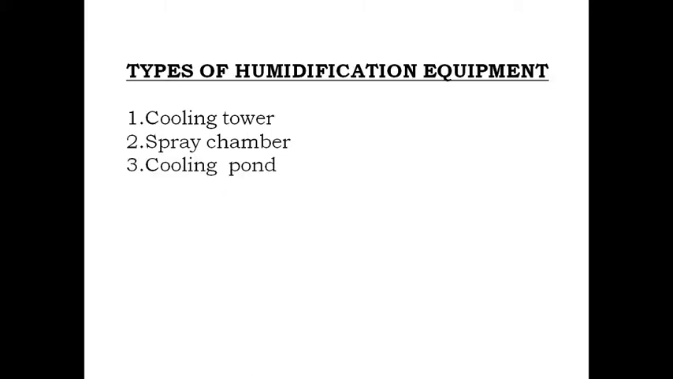Hello students, today we are going to discuss humidification equipment, the various types of equipment available in industries for humidification operation, which are discussed below. Types of humidification equipment: first one cooling tower, second one spray chamber, third one cooling fan. One by one we will discuss.